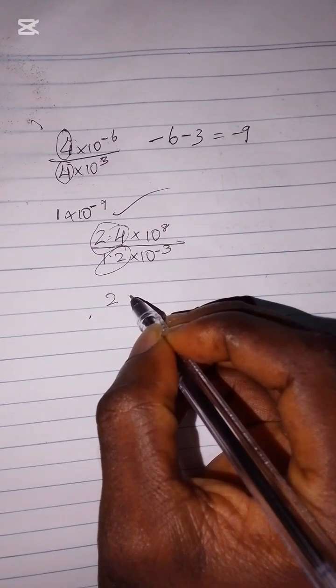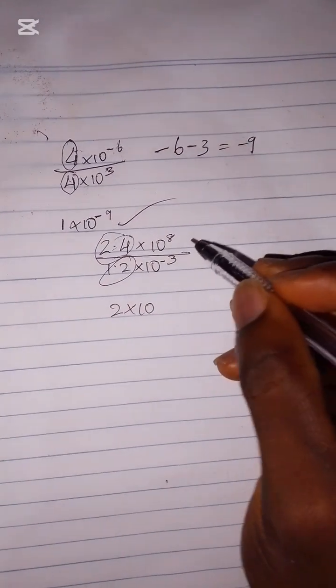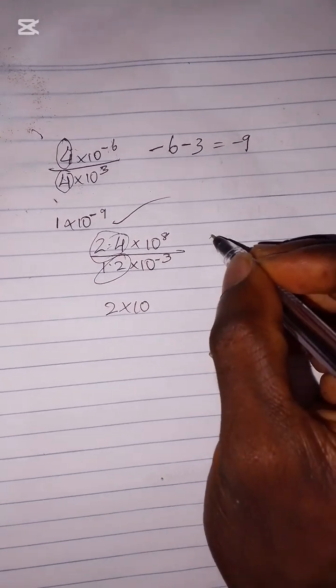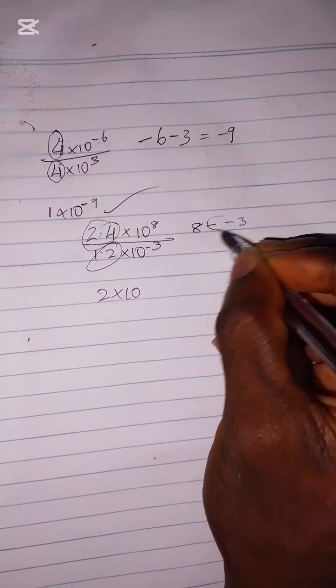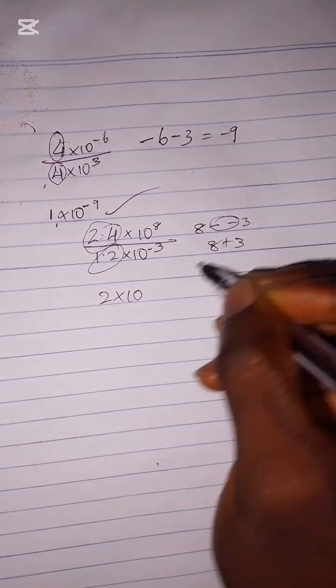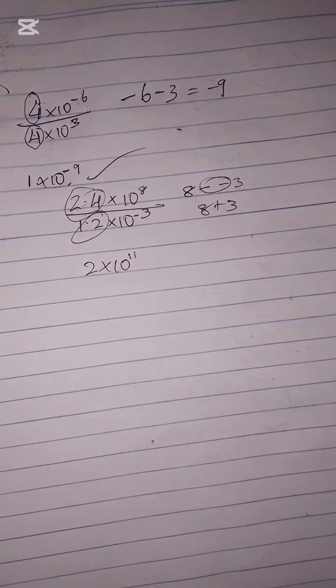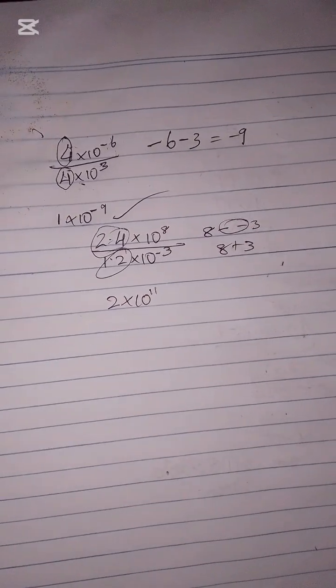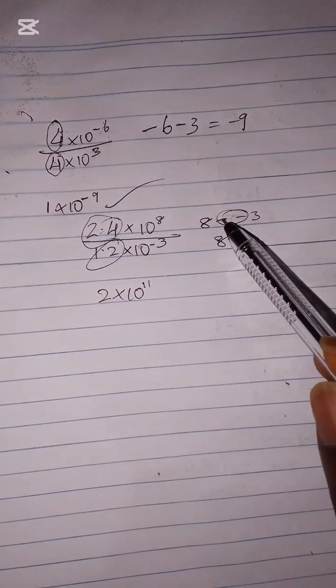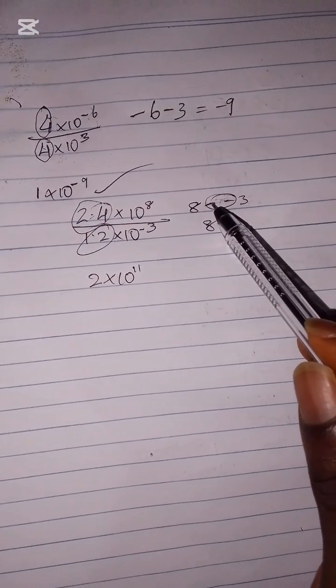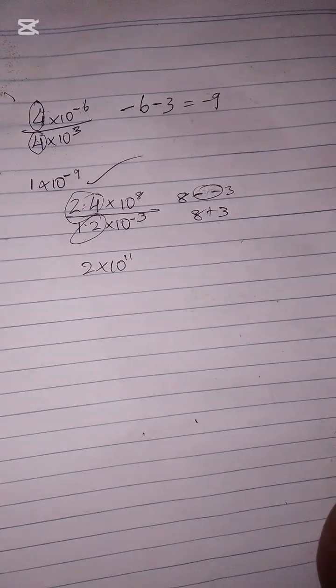Now 2 times 10. Now subtract the powers. This is 8 and this is minus 3. So 8 minus minus 3. Minus times minus will give you plus. So that's 8 plus 3 to give me 11. So raised to the power 11. Very, very easy and simple. Whenever you see two minus signs very close to each other like this, you convert it to plus.